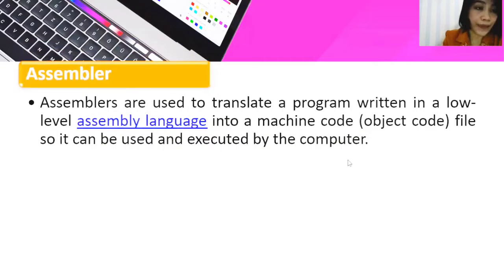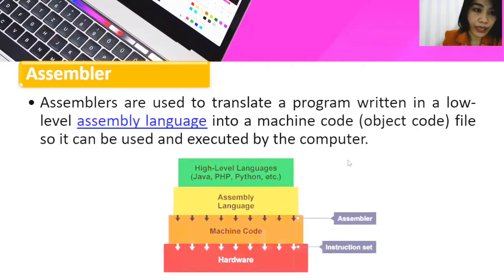Now assembler. Assemblers are used to translate a program written in a lower-level assembly language into machine code or object code files so it can be used and executed by the computer. So once assembled, the program file can be used again and again without reassembly. Example like this. At the top, you can see a high-level language, for example Java, PHP, Python. And then after that, assembly language. After that, machine code. We can call this the assembler. And after that, the instruction set. So we need hardware to do that, okay?